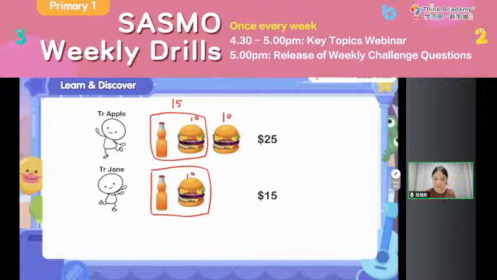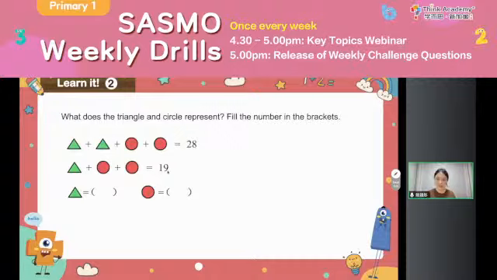So this time let's try something together. We can see that what does the triangle and the circle represent? Fill the numbers in the bracket. Firstly, think about 2 triangles, 2 circles equals 28. 1 triangle, 2 circles equals 19. Then what about 1 triangle and 1 circle cost?